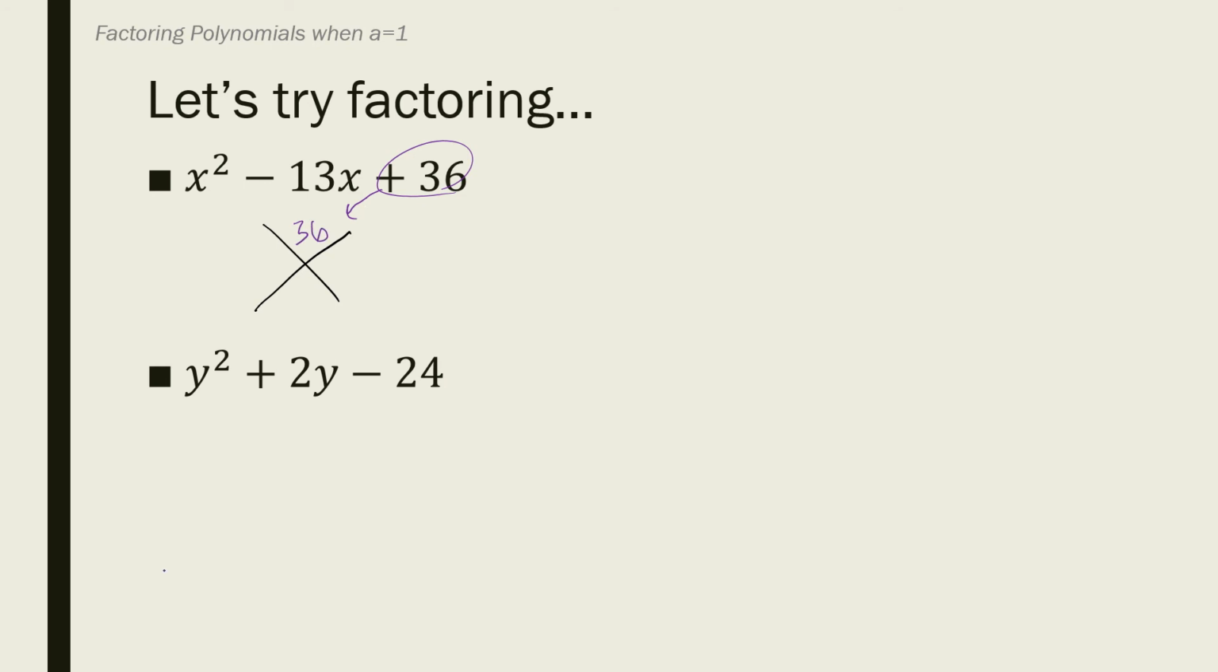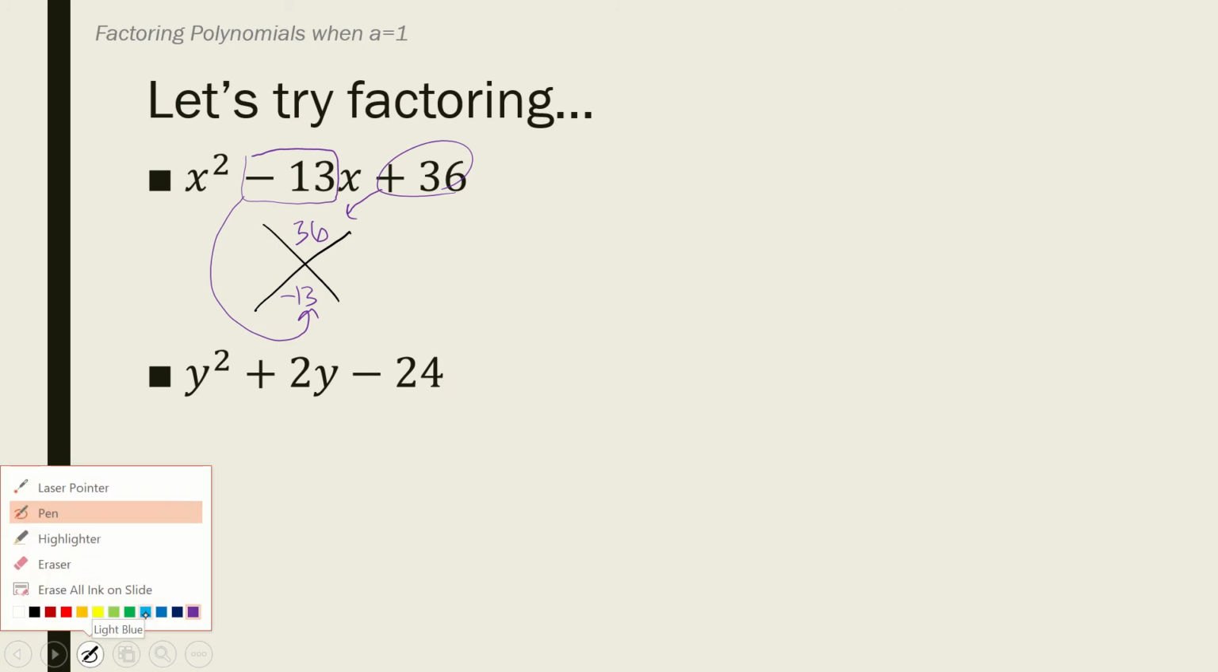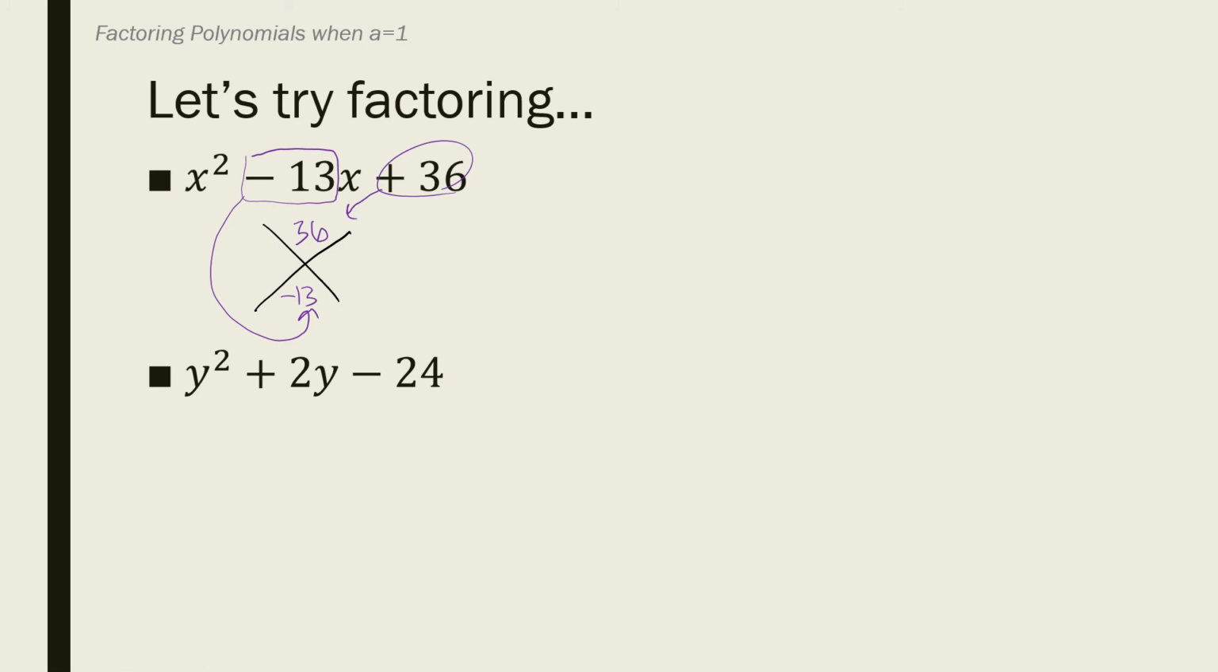Then I'm going to go ahead and take the coefficient of my middle term, and that's what goes on the bottom of my x, negative 13. Then I want to come up with two numbers that are going to multiply to give me positive 36 and combine to give me negative 13. So again, pause the video, try and come up with two numbers that are going to multiply to give you positive 36 and combine to give you negative 13.